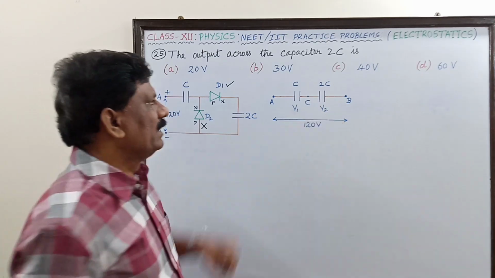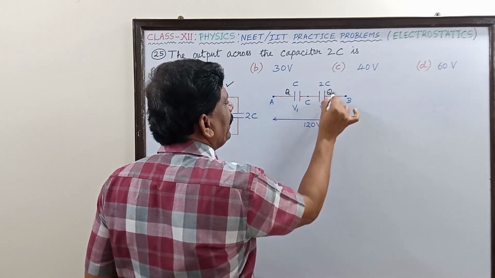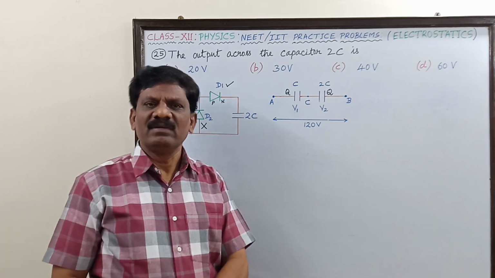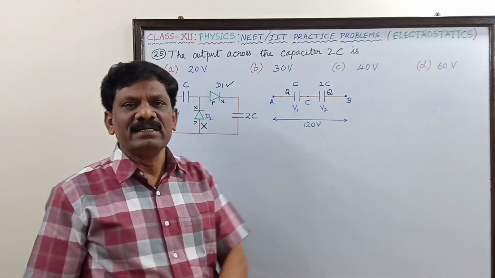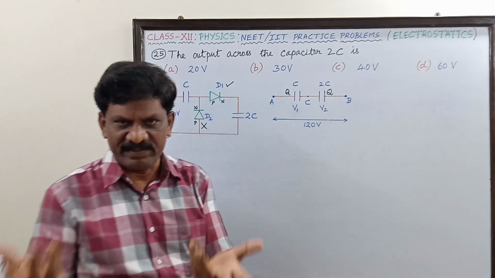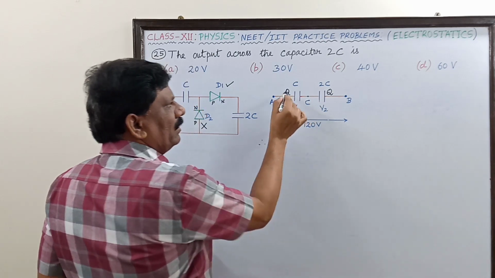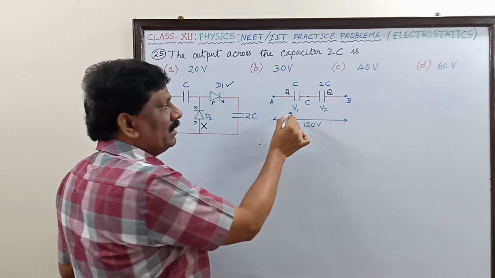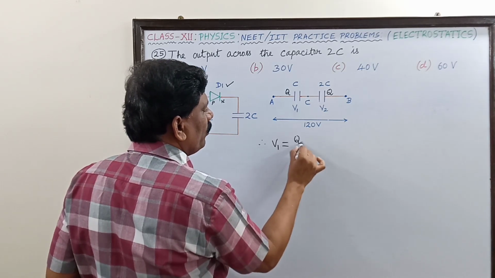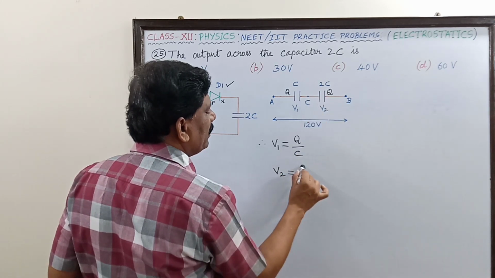For that, since the two capacitors are in series combination, the same quantity of charge will be stored in both the capacitors. Is it not? We have studied when capacitors are connected in series, the quantity of charge stored in both the capacitors will be the same. So I can write Q equal to CV1. Or V1 is equal to Q by C, and V2 is equal to Q divided by 2C.